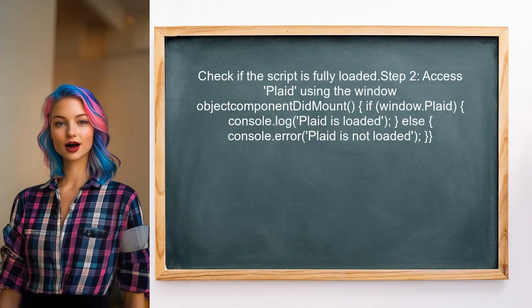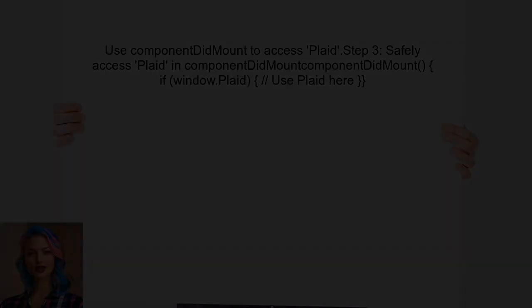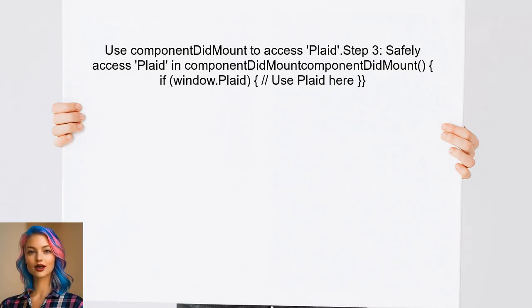Next, the user should check if the script is fully loaded before trying to access the plaid variable in their React component. This can be done by using the window object. Additionally, the user can use a lifecycle method like componentDidMount to ensure that the code runs after the component has mounted. This is where they can safely access the plaid variable.